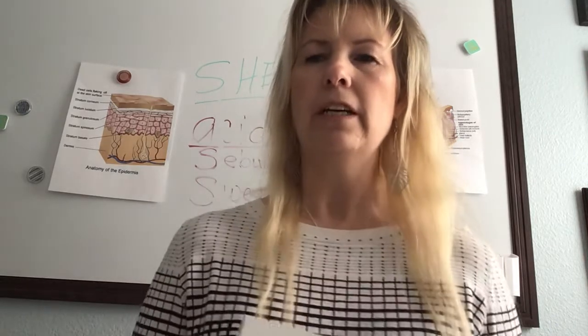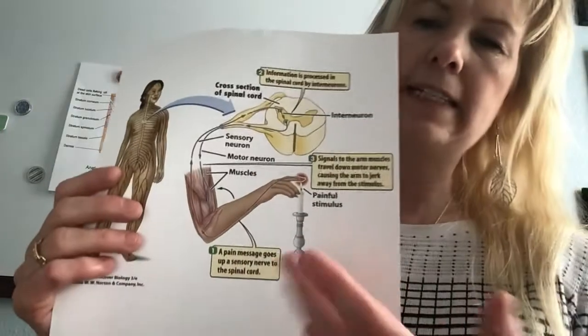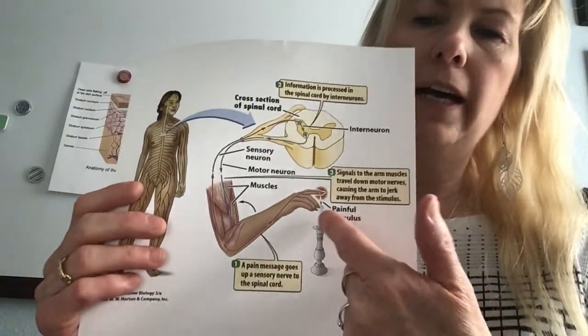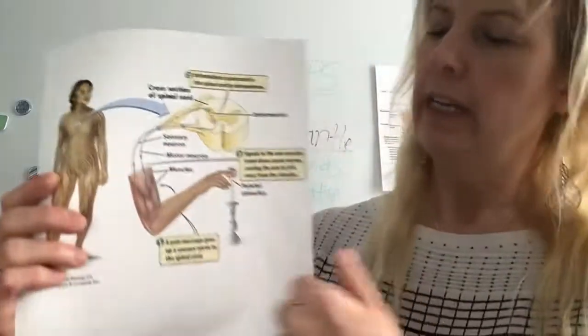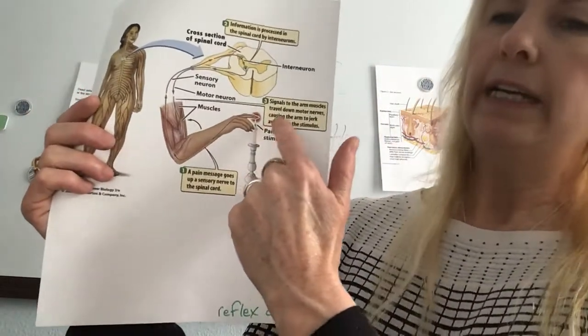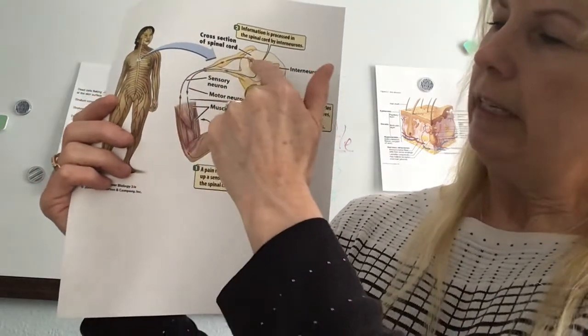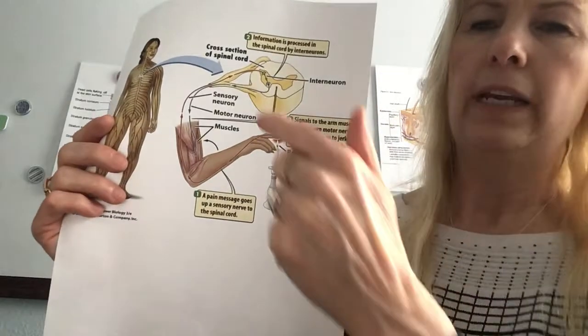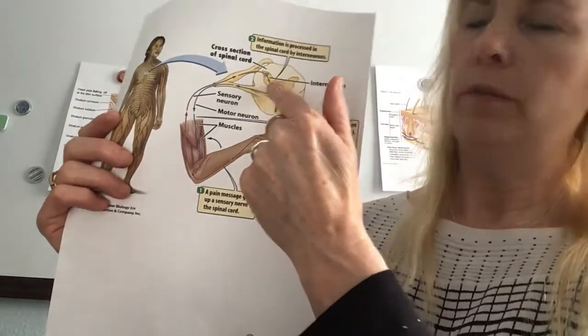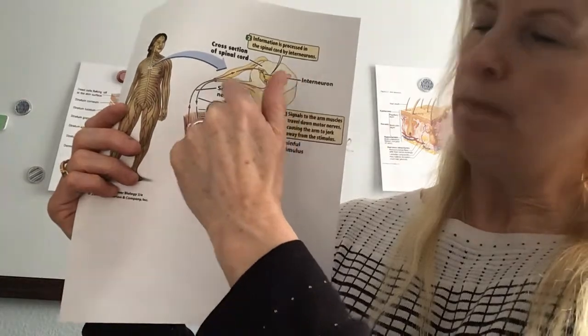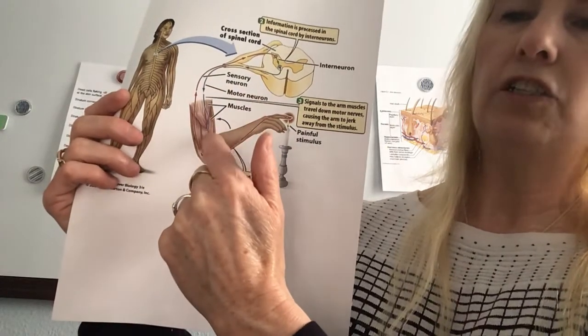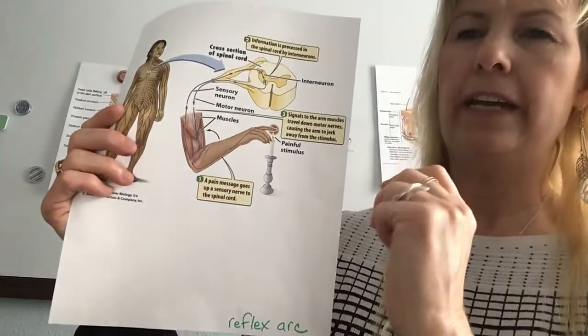So these nerve sensors send a message. Say you touch a hot stove, hot candle, hot curling iron, whatever. When you do, it sends a message up the sensory receptors to the spinal column. Then there's an interneuron and it sends the message back down the motor neuron to the muscle, and then you move your hand. That's how that works.